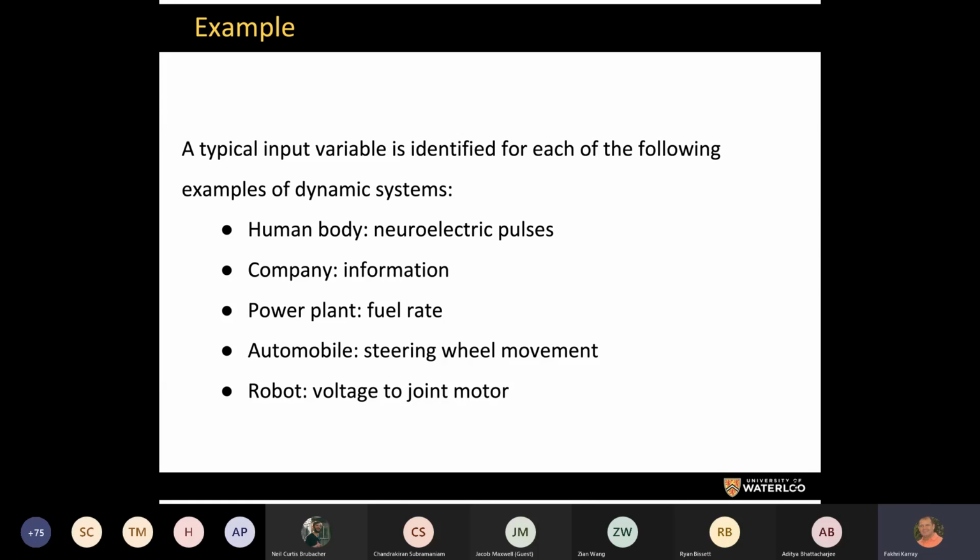For a power plant fuel rate system, the consumption of a power plant: if the fuel rate is decreasing for a particular type of engine, and the output of the system in terms of generating electricity or generating a certain type of outcome is increasing and improving, then you say that this power plant is becoming powerful and more intelligent. The automobile system: the steering wheel movement is an input variable for an automobile system.